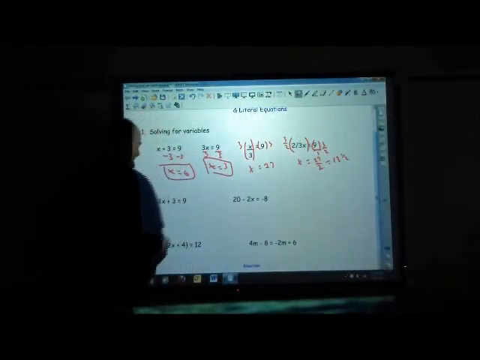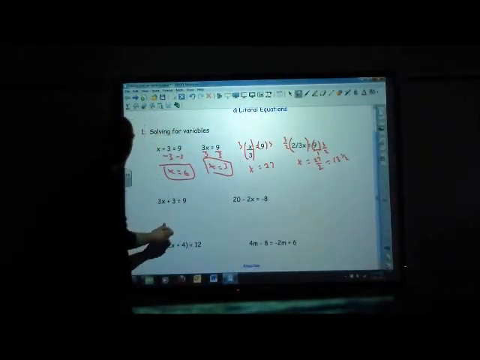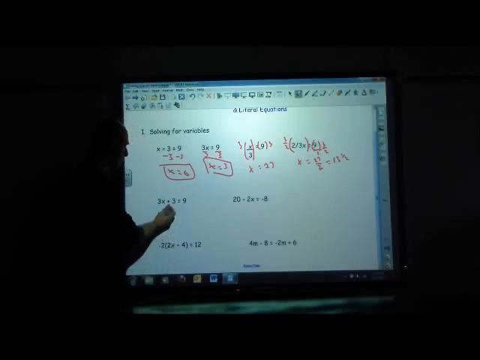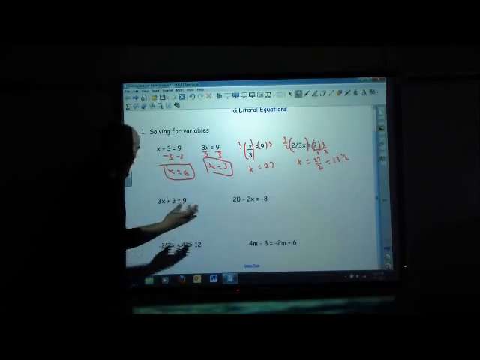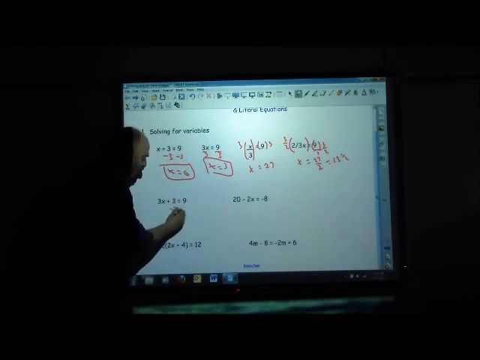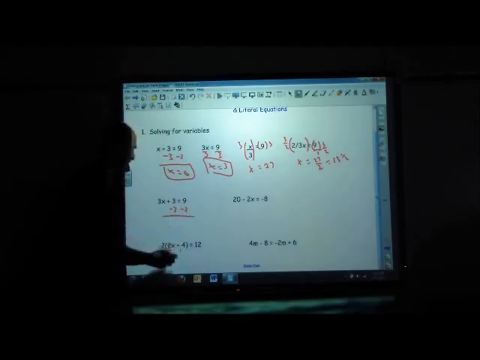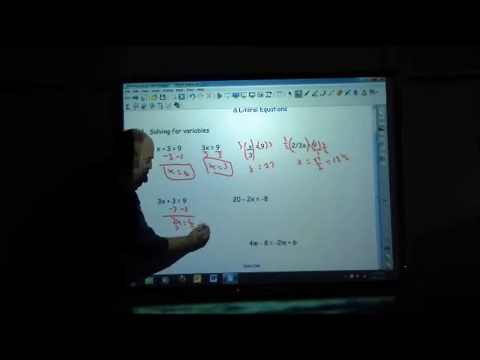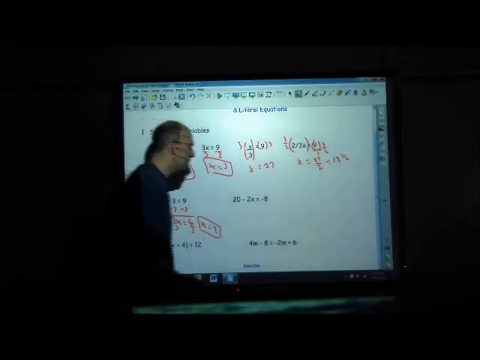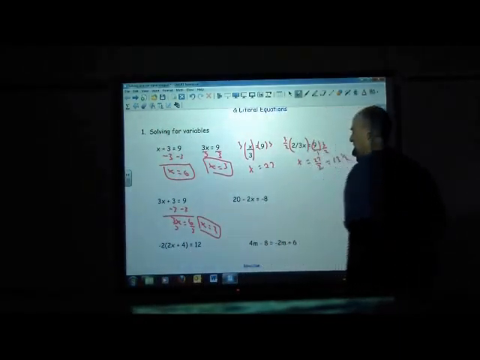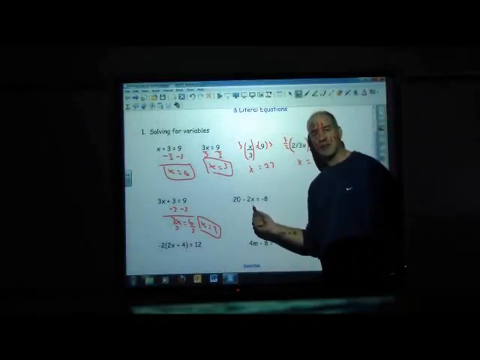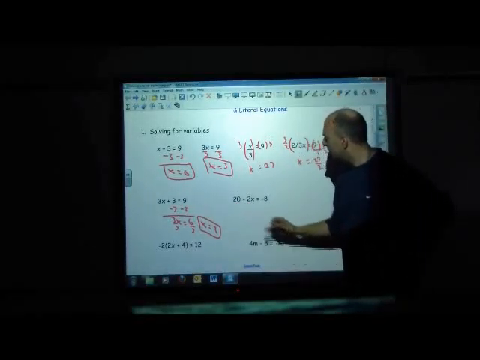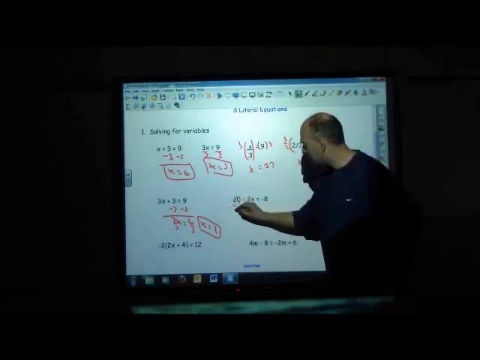3x plus 3 is 9. If more than one thing is affecting a variable, always undo combining first, which is adding or subtracting. So to undo a positive 3, you're going to say subtract. I'm going to say add negative 3. It's the same idea, but always undo combining first. 3x is 6, divided by 3. X equals 2. Okay? This one here is written where you've got to start. You're taking something away. The 20 is combined. Got to undo that first.